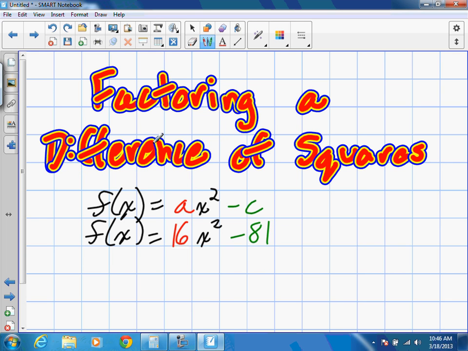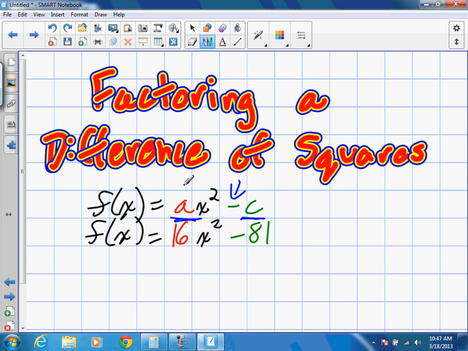Binomial means two, like a bicycle. So there's only two terms, okay, in this equation. The other ones we worked with always had a trinomial, which means three, like a tricycle. So we have two terms, and there is a subtraction sign in the middle. In order to do this style of factoring, we must have a subtraction sign in the middle. There must only be two terms.